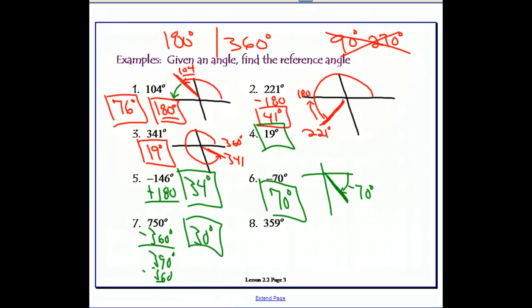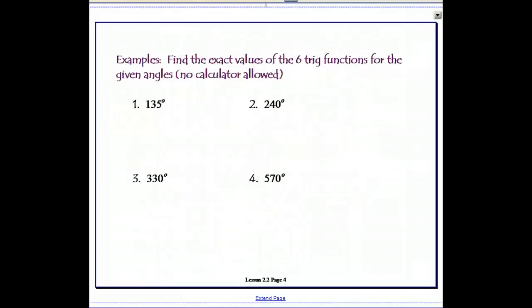All right. 359. Oh, almost a full rotation. As a matter of fact, I'm 1 degree away from a full rotation. And again, we're using 180 in our calculations or 360 in your calculations. Okay, so that's the reference angle concept. And now we're going to leverage that with the information that you should have in your chart with the 30, 45, and 60. And now they give you an angle that's not 30, 45, or 60.